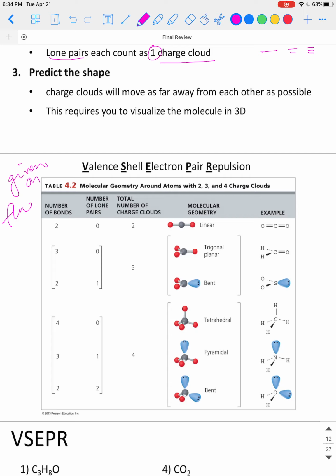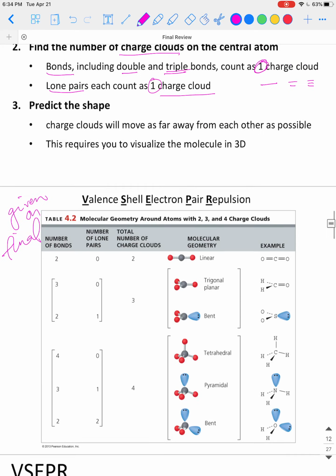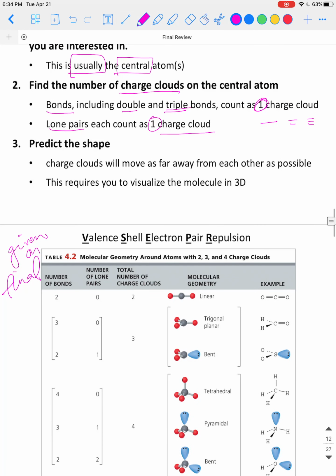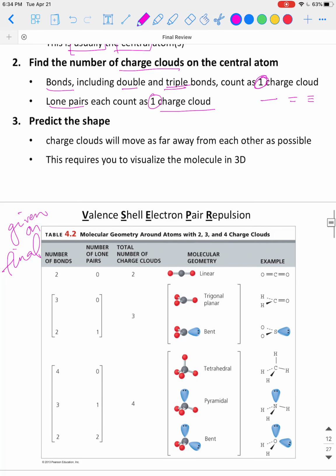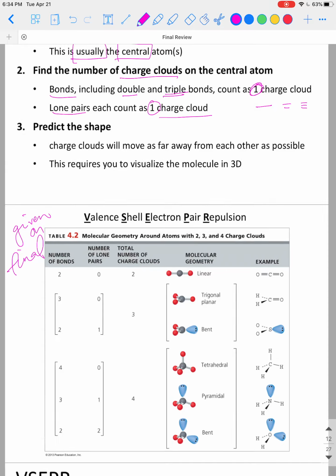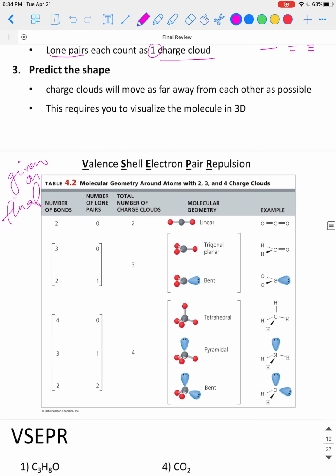Lastly, you're going to use this chart. You know what? I'm going to be nice. I'm going to give this to you on the final. I didn't for exam 2, but I will on the final, just because there's a ton of information to know for the final. So no need for you to memorize this chart. You'll have this chart on the final.